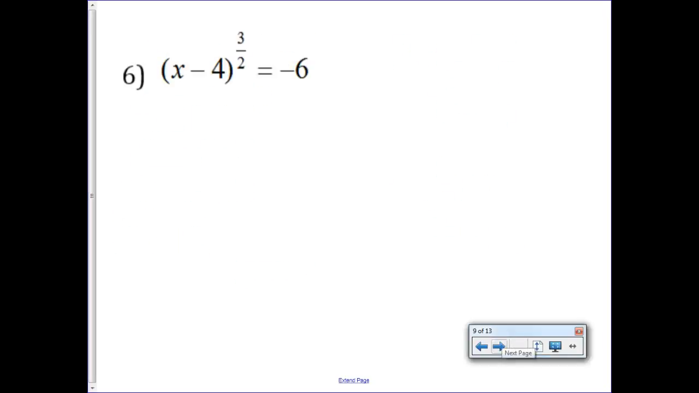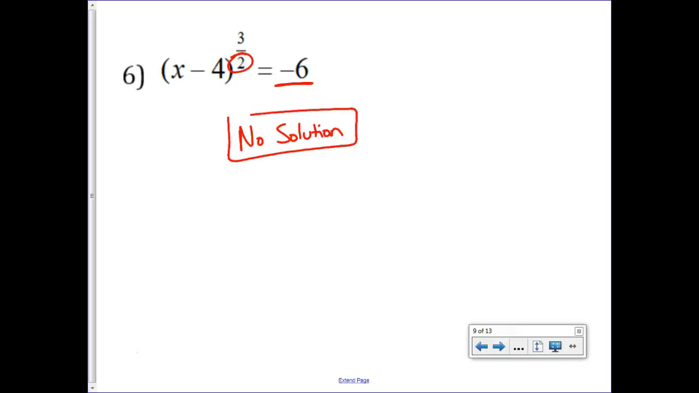All right, this next one, we have a 3/2 power equals negative 6. I want you to think through this. What does that halves power mean? It means we're taking the square root. When can we take the square root and get a negative value? And the answer is that's never going to happen. So here is a no solution problem. So watch out for those problems.